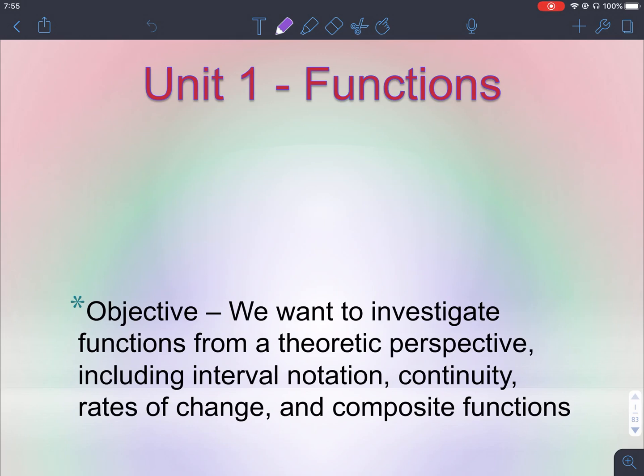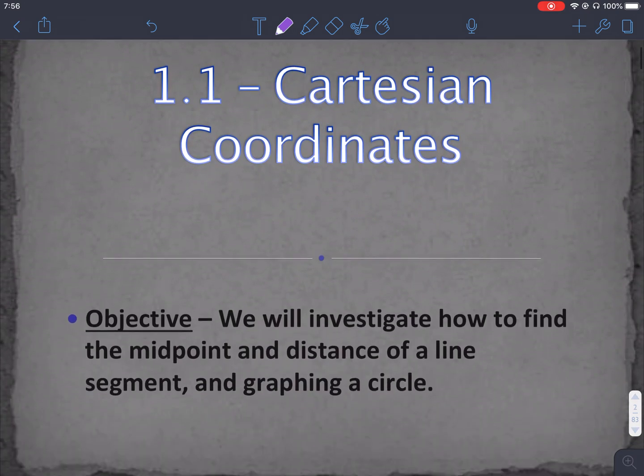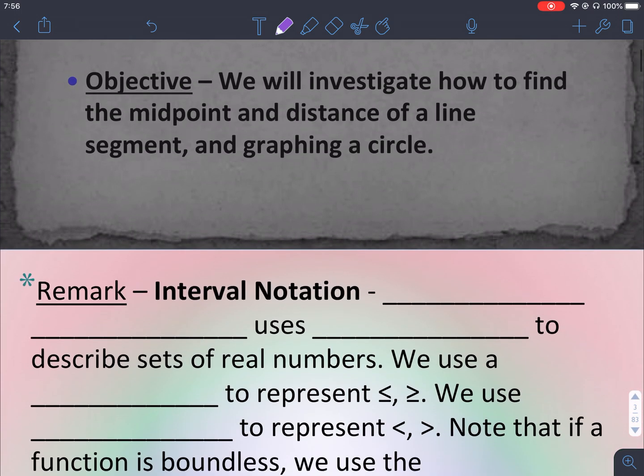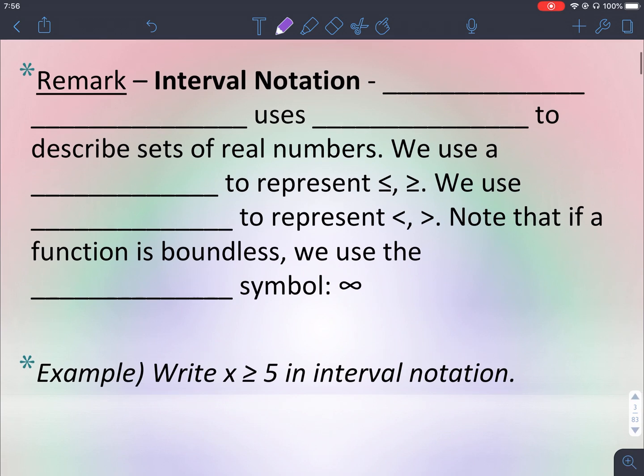This is Precalculus. This is going to be Unit 1, Functions. We're going to talk about investigating functions from a theory perspective, including interval notation, continuity, rates of change, and composite functions. Our first unit deals with Cartesian coordinates. So first things first, interval notation.